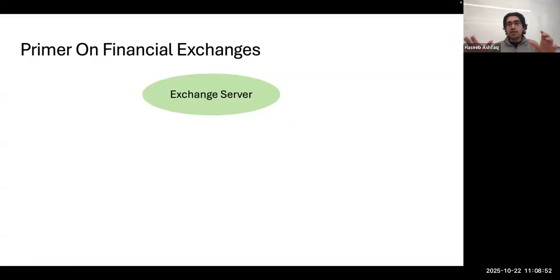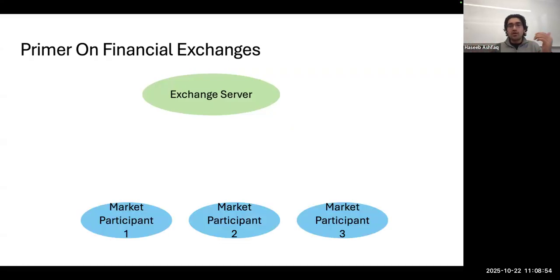There is typically an exchange server, and there are several market participant servers. The exchange server has some market data to disseminate to the participants, and there can be several such market data points going from the exchange to the participants. The participants may also have trade orders, which go from the participants to the exchange on the reverse side.